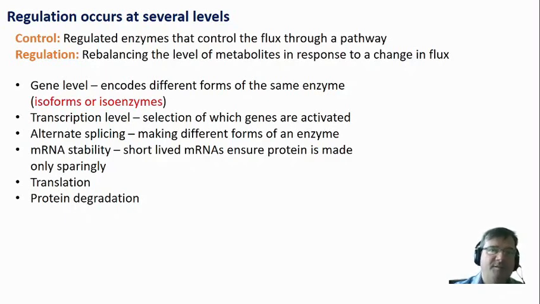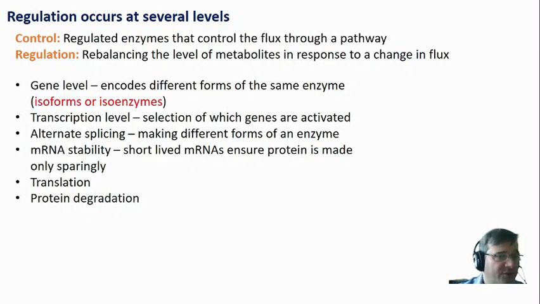Again, this is making different forms of an enzyme. So in higher eukaryotes, we have coding and non-coding regions. We can then select which of those regions come together to make particular forms of a protein. There's messenger RNA stability. We can control the time that a messenger RNA is translated. So the shorter the time a messenger RNA is around for, the less protein is made. Less protein, less enzyme, less activity, etc. So you can turn things on and off quickly.